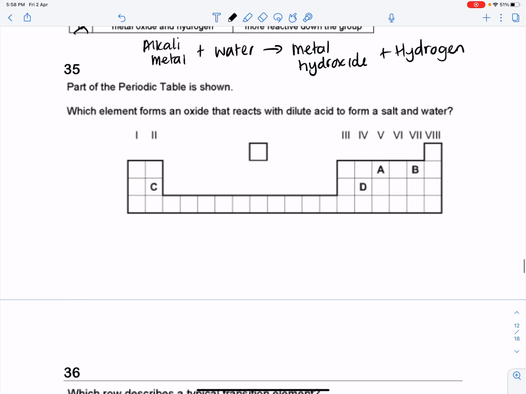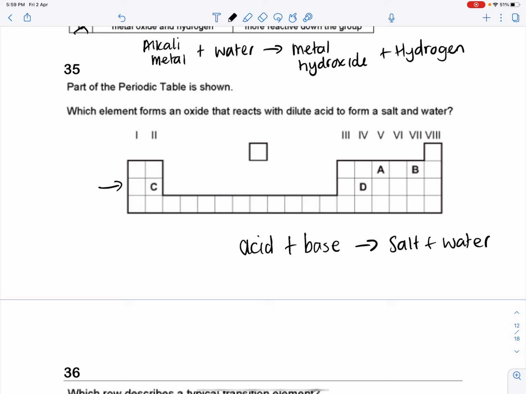Part of the periodic table is shown. Which element forms an oxide that reacts with dilute acid to form salt and water? Well, if an acid is reacting with a metal oxide, the metal oxide must be a base to make a salt and water. I don't know why I was writing the word and. Silly me. And water. So it must be a basic oxide.